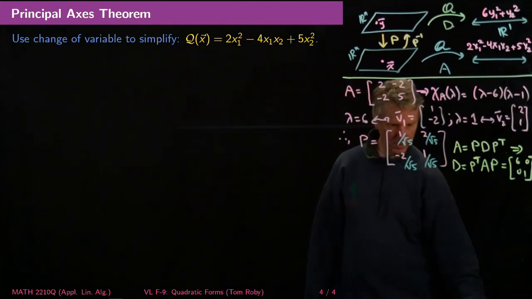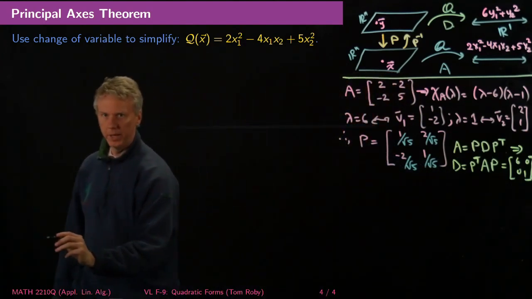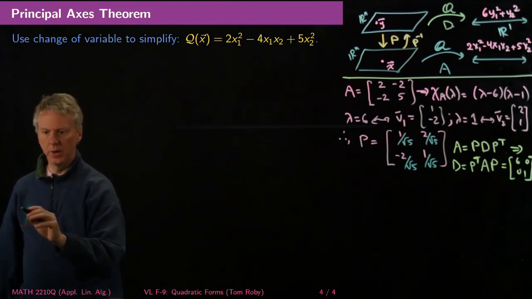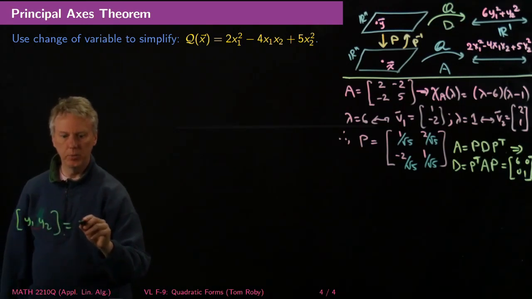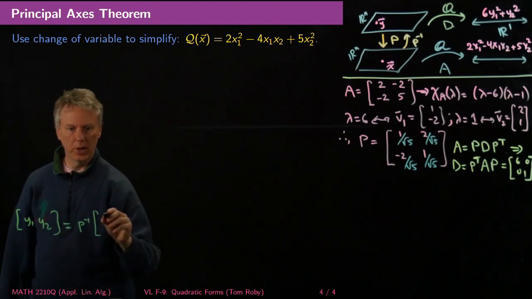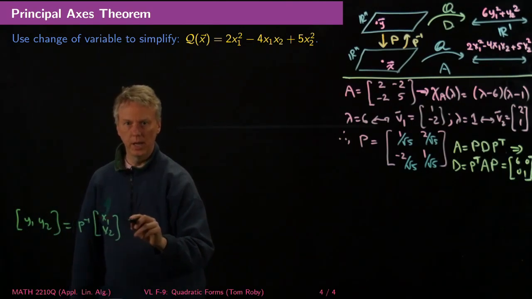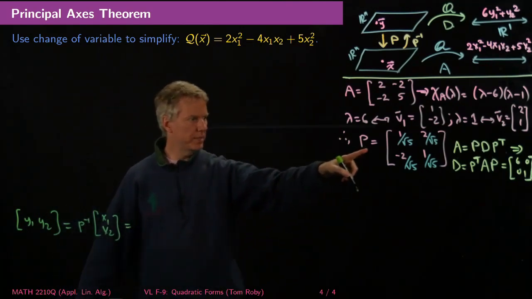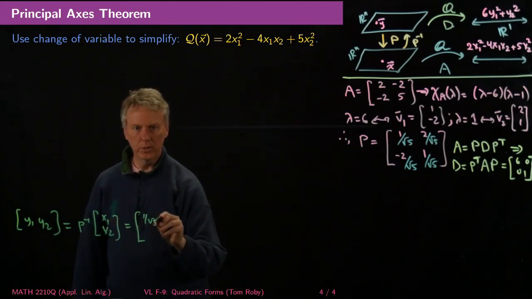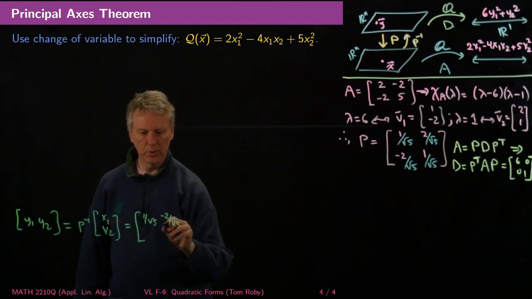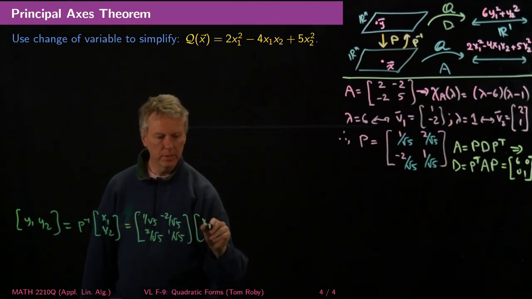We could even make that more explicit. I think I've got plenty of space to write at the bottom here. So (y1, y2) is equal to P inverse times (x1, x2). If I'm given x1, x2, I can write it as P inverse times this. And what's that? Well, that's the transpose of this matrix. So that's 1 over the square root of 5, -2 over the square root of 5, 2 over the square root of 5, 1 over the square root of 5, times (x1, x2).